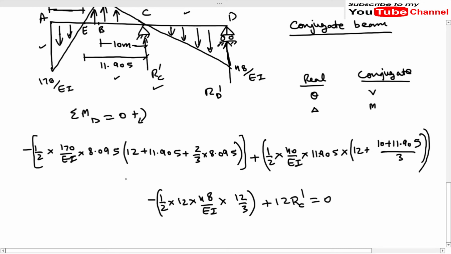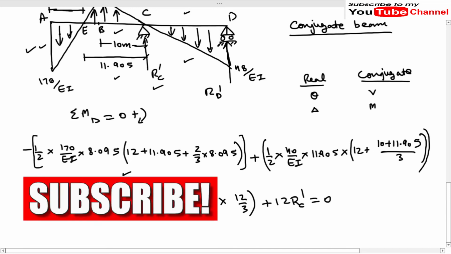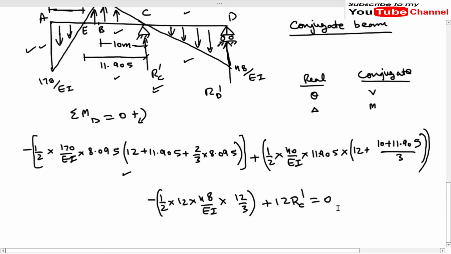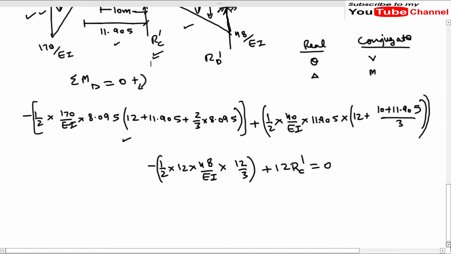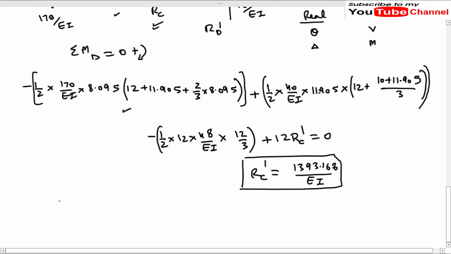Okay, so we have got all the moments. So first due to this triangle, the other due to this triangle, and the other due to this third triangle. Okay, and we have also got the moment due to this reaction RC dash. So after solving this equation, you will get the value of this RC dash as 1393.168 divided by EI.